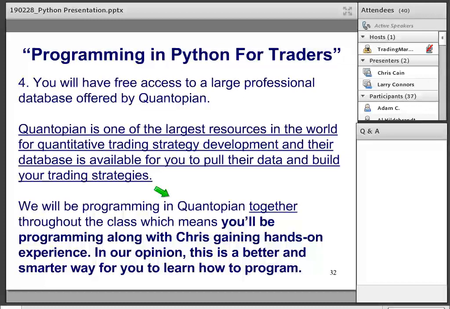In our opinion, this is a better and smarter way for you to be able to program. And just to let you know, even though we're going to be doing the class on Quantopian, there are other platforms out there that you can do your backtesting on. Chris will share what those other programs are. The main thing is that you have the language, meaning you know how to code in Python. You can then move that knowledge into any platform that's out there. For this class, though, I'm a big fan of Quantopian. I like the work that they've done.